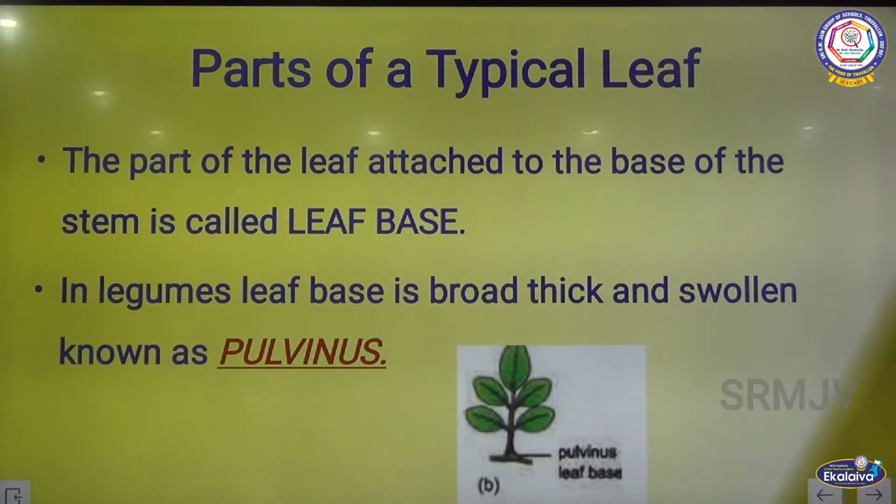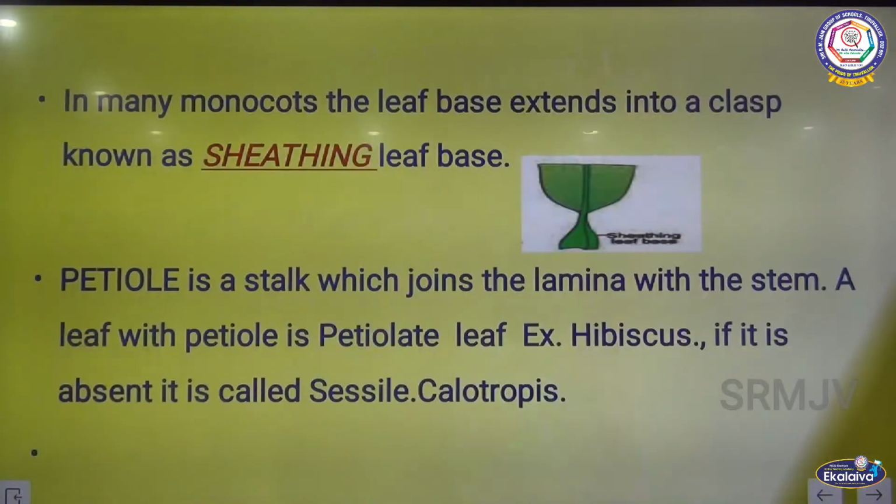Now, the part of the leaf which is attached to the base of the stem is called the leaf base, and in legumes you will find the leaf base is broad, thick and swollen, which we call pulvinus. In the picture you can see a small broad thick swollen portion at the leaf base; you call it a pulvinus, and it is found in leguminous plants.